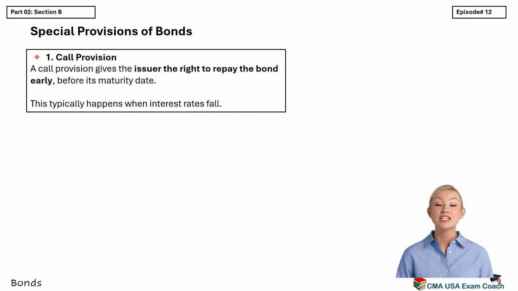1. Call provision. A call provision gives the issuer the right to repay the bond early before its maturity date. This typically happens when interest rates fall. For example, if the company issued a bond at 10% and the market rate drops to 6%, the company can call the bond, repay it early, and then issue a new bond at a lower rate, saving on interest costs. This is favorable to the issuer, but not to the investor, which is why callable bonds often offer higher interest rates to compensate for this risk.